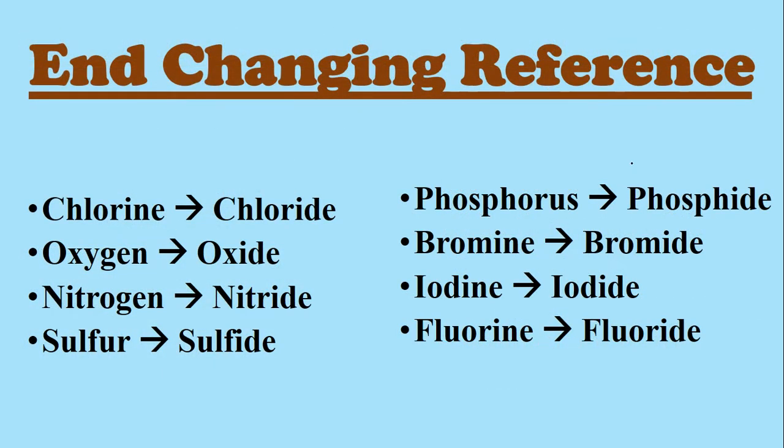Now, in changing endings, these are the common ones that we use in physical science. Chlorine goes to chloride. Oxygen goes to oxide. Nitrogen goes to nitride. Sulfur goes to sulfide. Phosphorus goes to phosphide. Bromine goes to bromide. Iodine goes to iodide. And fluorine goes to fluoride. This is really important. You do need to have these memorized just because they're not always going to be given to you on some type of reference sheet. So you're going to need to have these memorized.